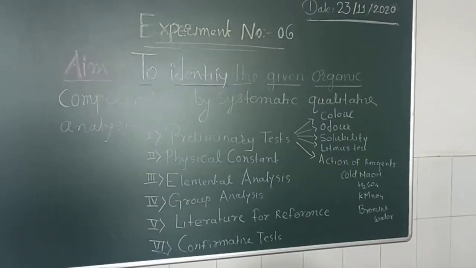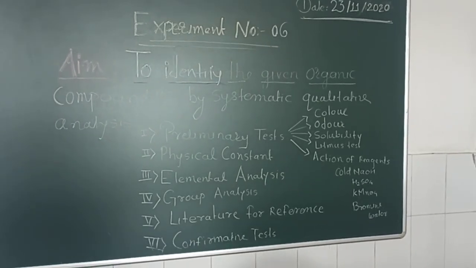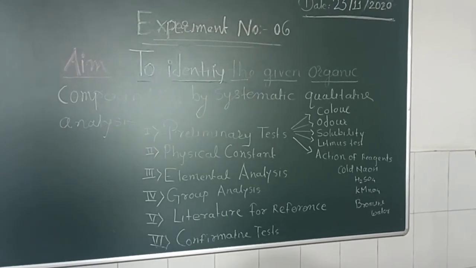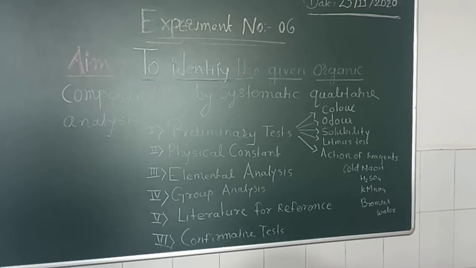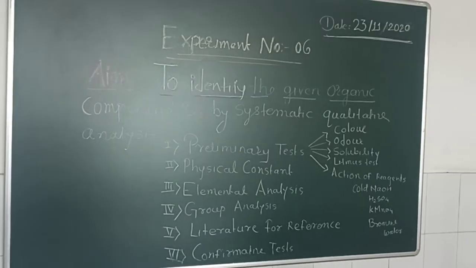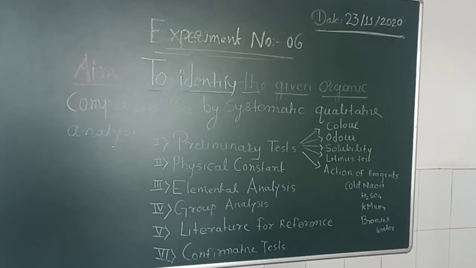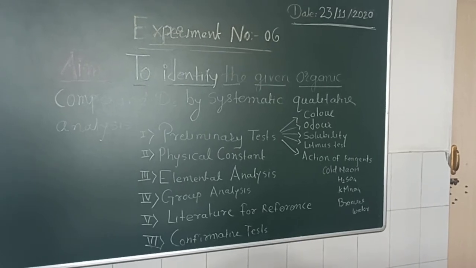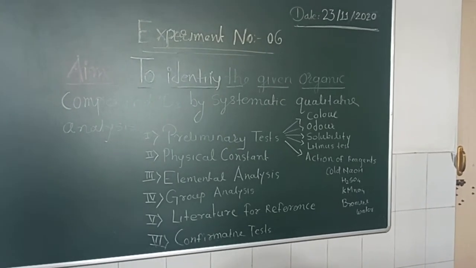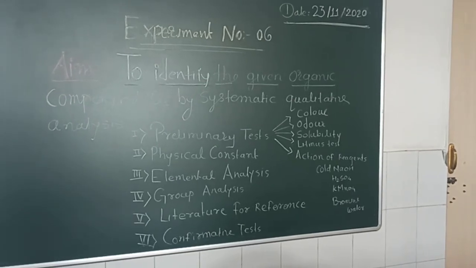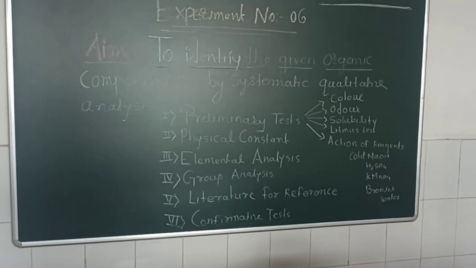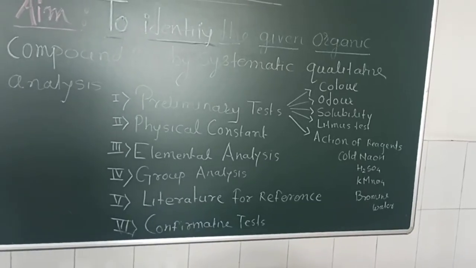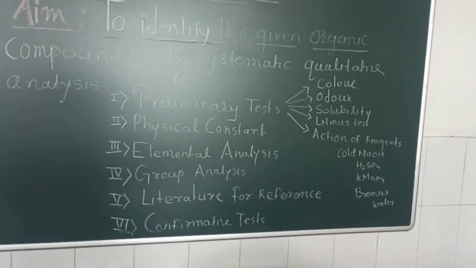Now the next step is determination of elements. You know how to determine the elements. For this you have to prepare the Lassaigne's extract and do Lassaigne's test. You know how to perform the test for nitrogen, then the test for sulfur, and the test for halogens. After performing these tests, I conclude that the given organic compound does not contain any of these elements. So nitrogen is absent, halogens are absent, and sulfur is also absent.